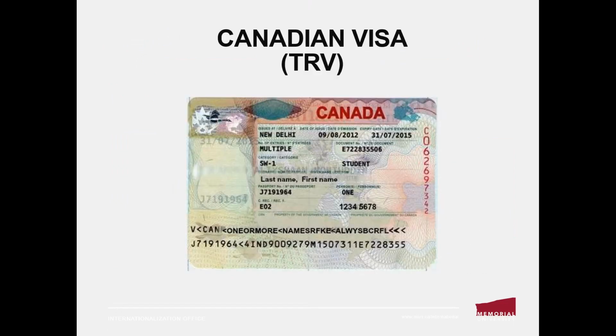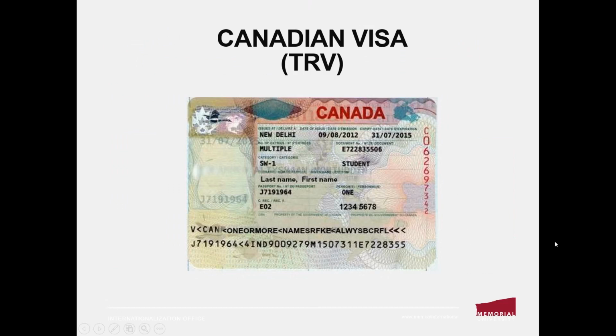So if you're from a visa required country, once your study permit gets approved, Immigration Canada asks for your passport. You send your passport to Immigration Canada, and then you receive this visa on your passport. So the visa, or TRV, temporary resident visa, has an expiry date. It has an issue date, whenever it's issued, and an expiry date.